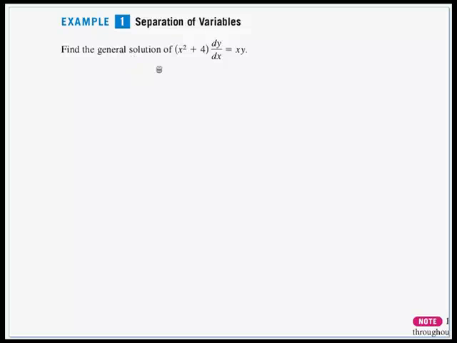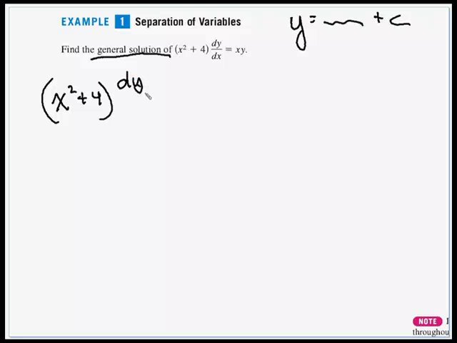So in example 1, separate the variables and find the general solution. Remember, the general solution is going to be y equals something, and then we're going to have our plus c. So the first thing we want to do is separate the variables and then integrate both sides. We have the quantity x squared plus 4 times dy dx equals x times y.